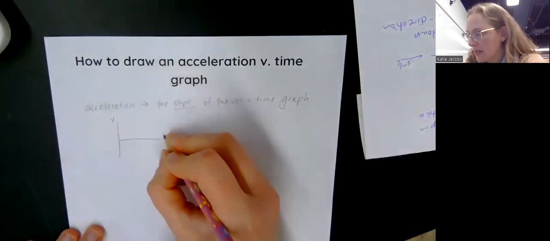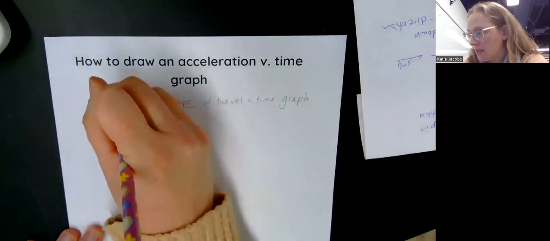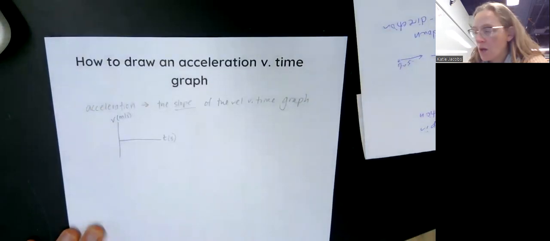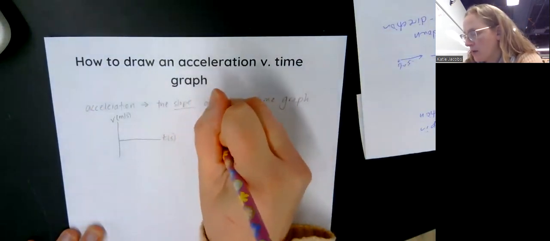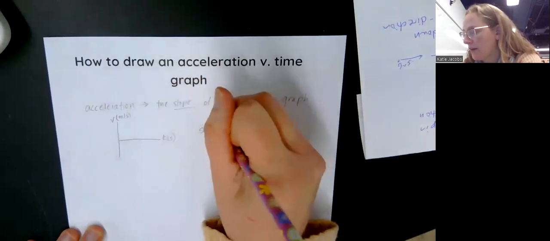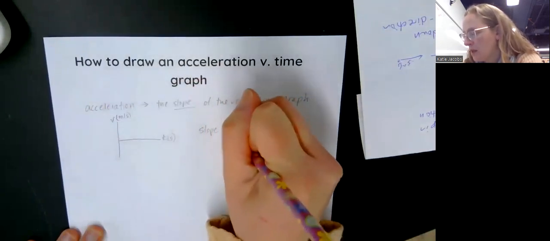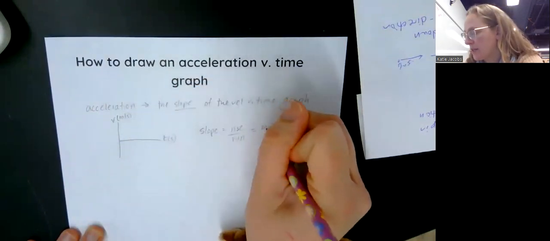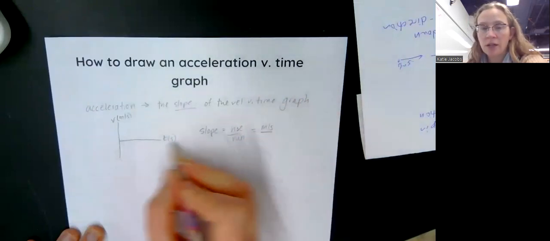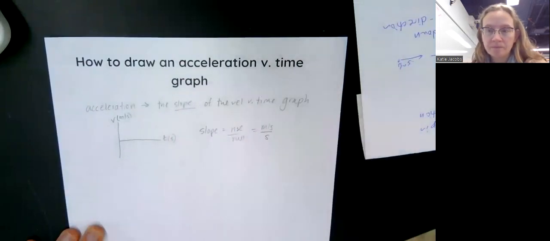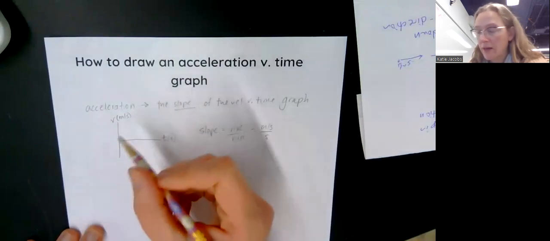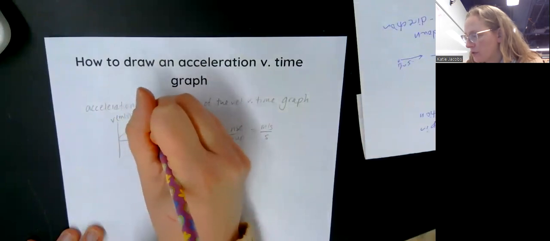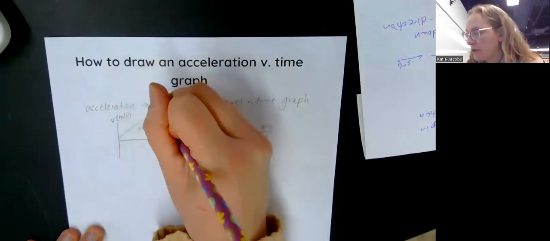When I have a velocity versus time graph, velocity is usually in meters per second and time is in seconds. So if I do the slope of a velocity graph, which is rise over run, the rise unit on the y-axis is meters per second, and the run unit on the x-axis is seconds. So whatever slope I get, let's say the slope is +2, that's +2 meters per second.